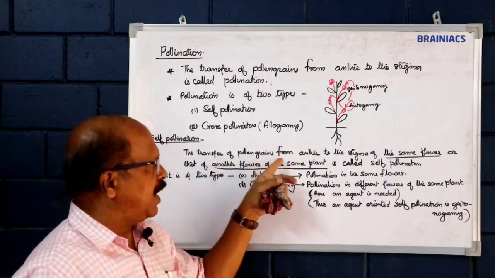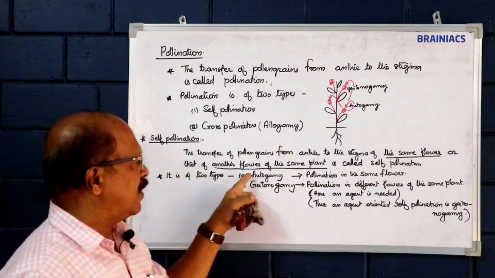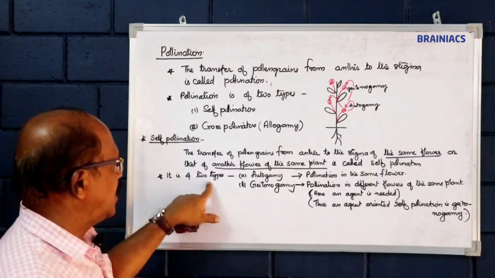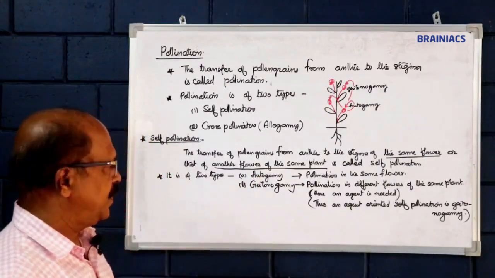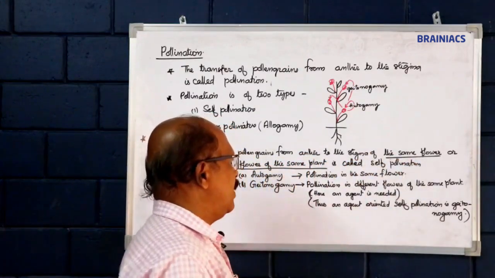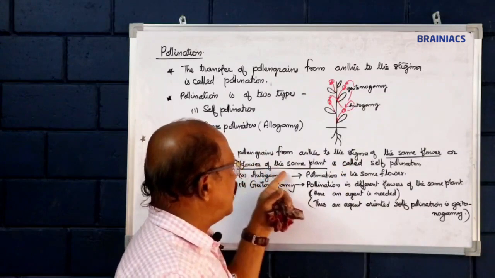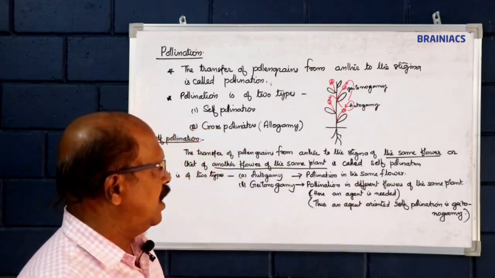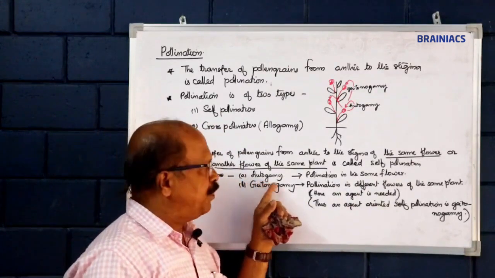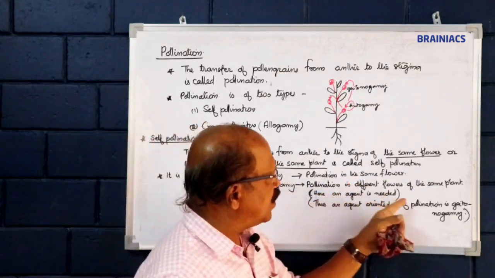The transfer of pollen grains from anther to the stigma of the same flower or that of stigma of another flower of the same plant is called self-pollination. Self-pollination is of two types, autogamy and geitonogamy. Transfer of pollen grains from anther to stigma of the same flower is autogamy. Transfer of pollen grains from anther to the stigma of another flower of the same plant is called geitonogamy. So to say shortly, autogamy is pollination in the same flower. Geitonogamy is pollination in different flowers of the same plant.